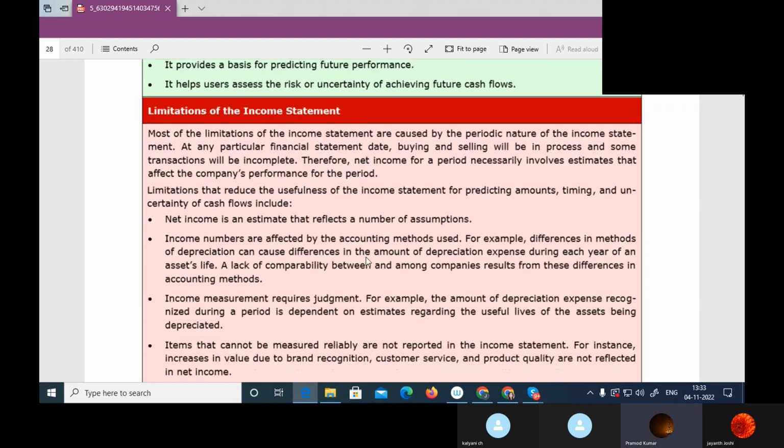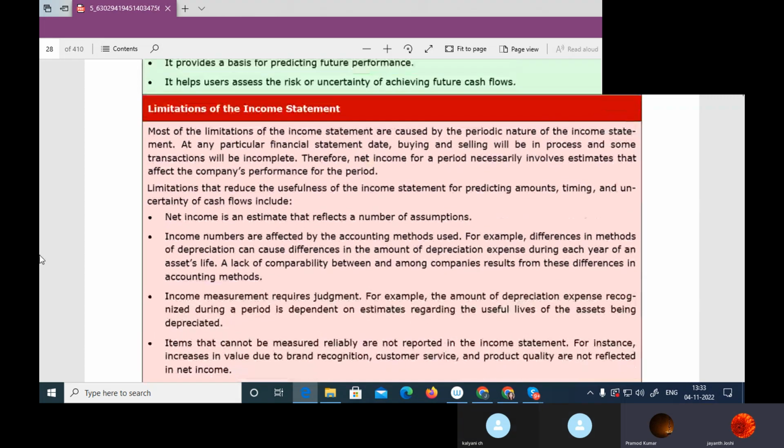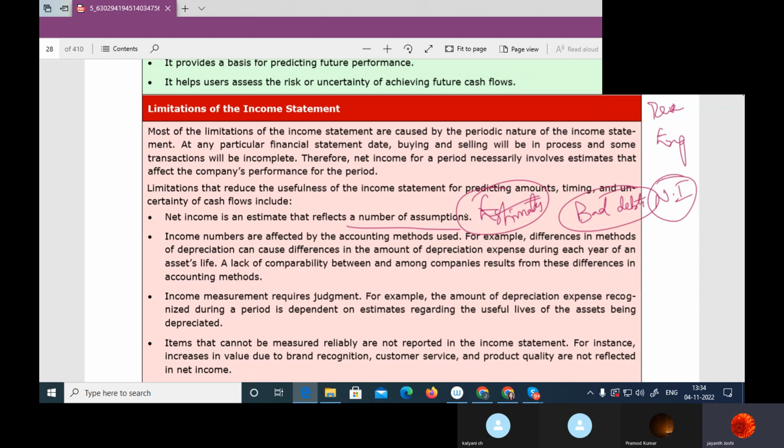Yes. But there are certain limitations. Net income is an estimate that reflects a number of assumptions. See, you get net income after deducting all the expenses from the revenues. Am I right? And many of your expenses are based on your estimates. Like if I say bad debts, you make a provision for bad debt. Is it right? Do you make provisions for bad debt in a business?